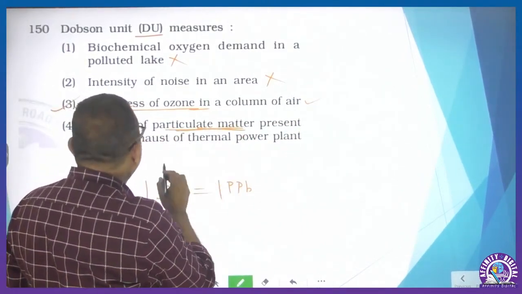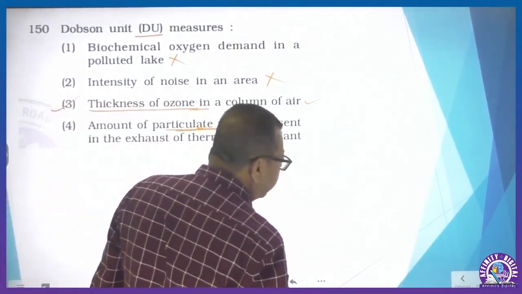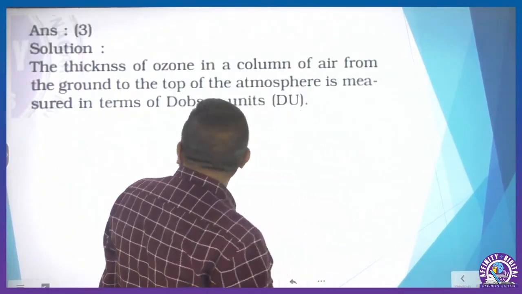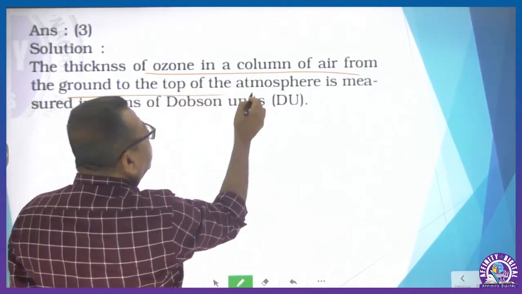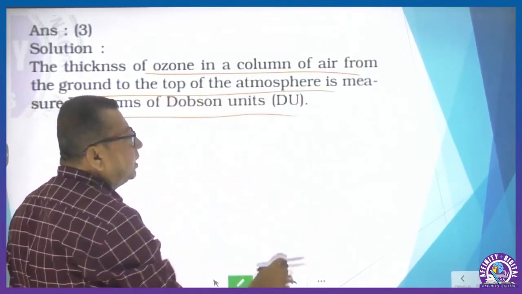Option number 3. The thickness of ozone in a column of air from the ground to the top of the atmosphere is measured in terms of what? Dobson unit.